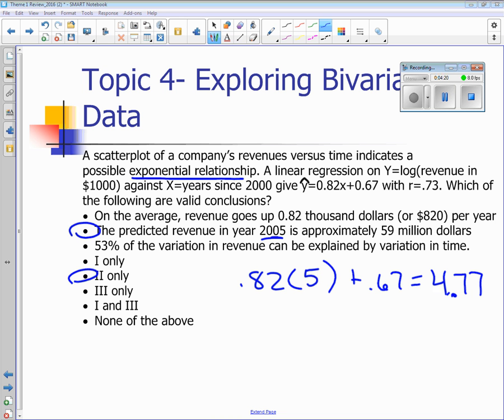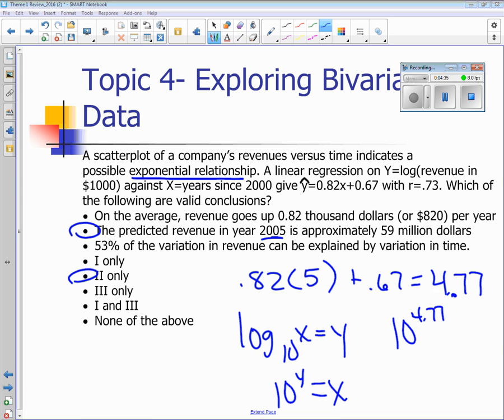4.77 is not even listed, so we don't know what to use for that. But I can tell you that because we know that log base 10 of x equals y, 10 to the y is equal to x. So 10 to the 4.77 is the answer, which is $59 million. Again, don't worry too much about it. It has to do with whether you're taking the log of x. Take the log of x, it becomes exponential. That's all. All right, let's keep going.